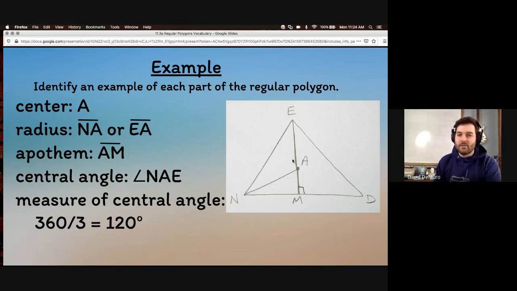So to recap, the things you should be able to do from this video are to identify those 4 different parts within a regular polygon. You've got your center, radius, apothem, and central angle, and also be able to divide 360 by the number of sides to find the measure of the central angle. In the next couple of videos, we're going to learn how to find the area of a regular polygon using those different parts. But for right now, just focus on that vocabulary and being able to identify those different parts.